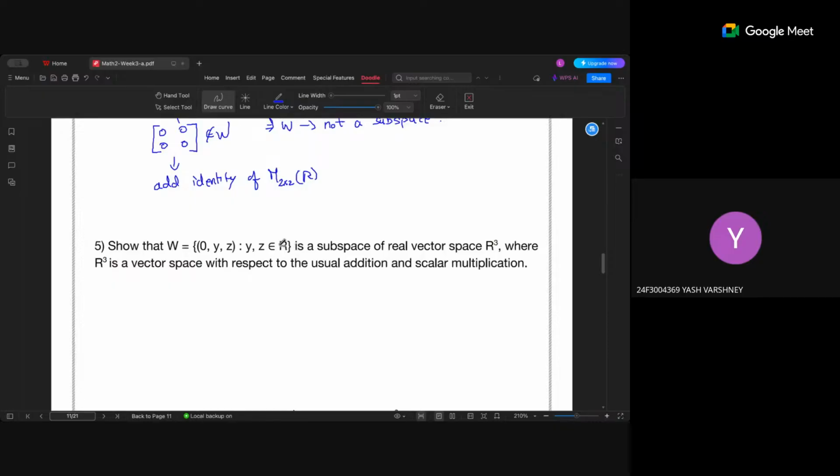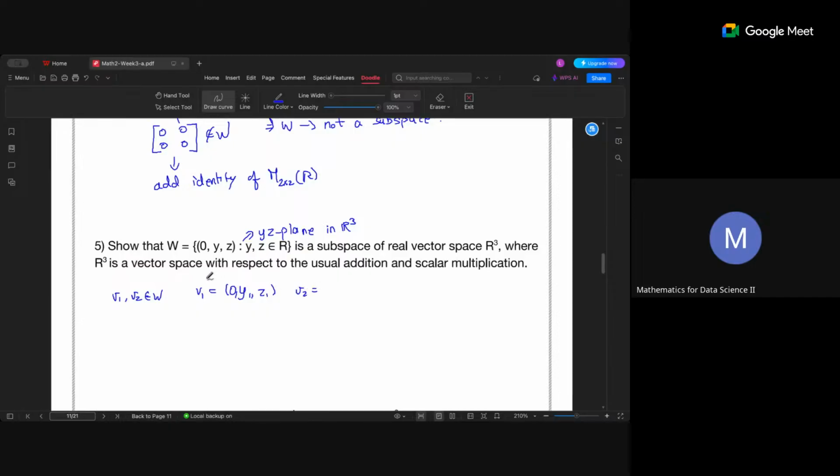X2, X3, YZ plane. This is the YZ plane in R3, right? So now it is very easy to check. Let us take two vectors v1, v2 in W. So v1 is (0, y1, z1).